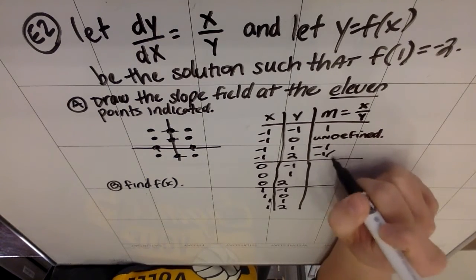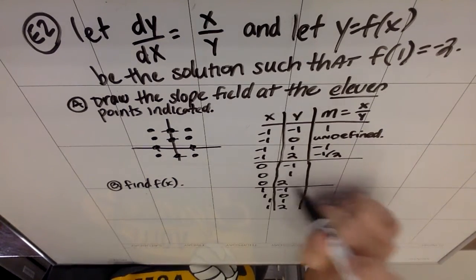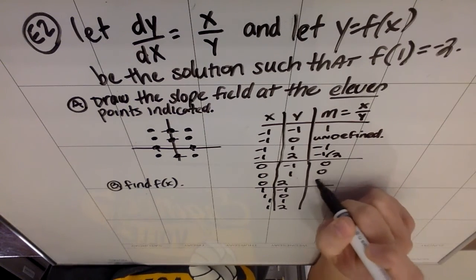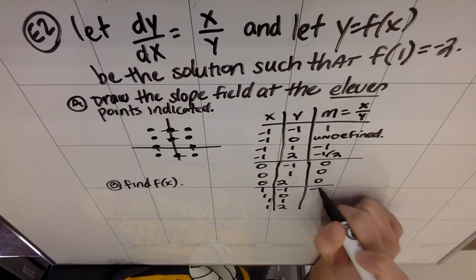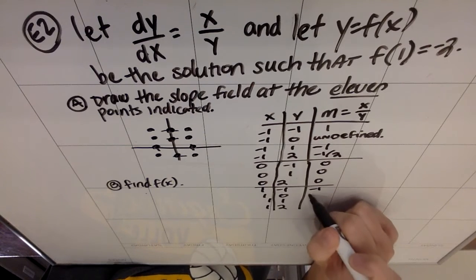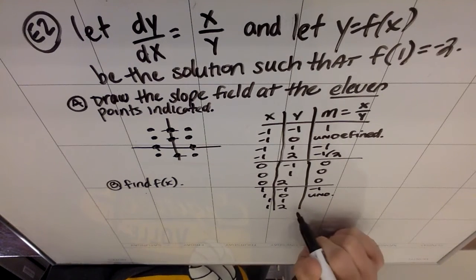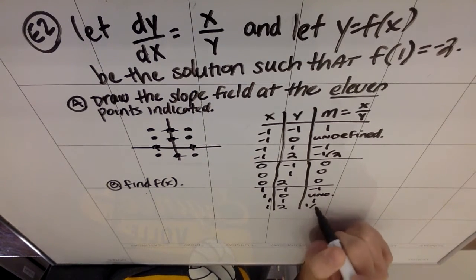-1 over 2 gives me a -1/2. 0 over all of these non-zero numbers will give me 0. 1 over -1 is a -1. 1 over 0 is undefined, which we'll deal with in a sec. 1 over 1 is a 1, and 1 over 2 is a 1/2, right?